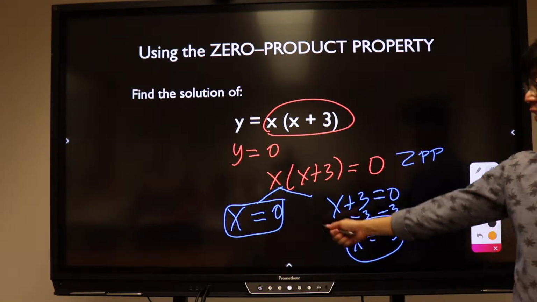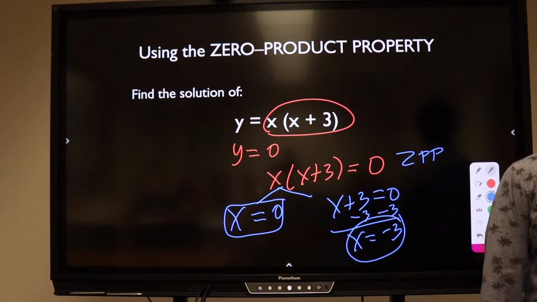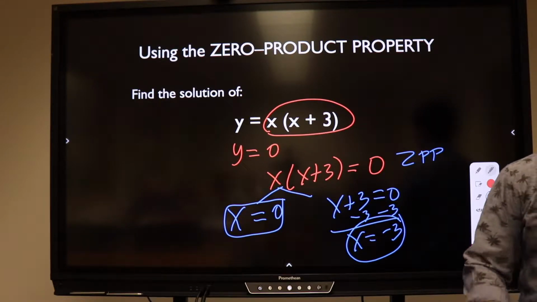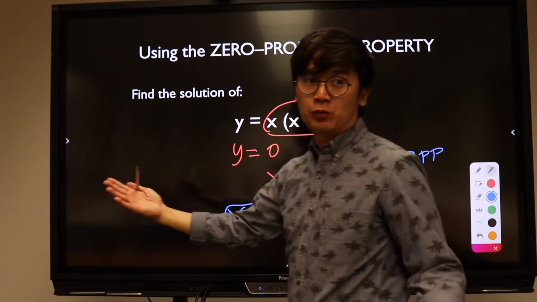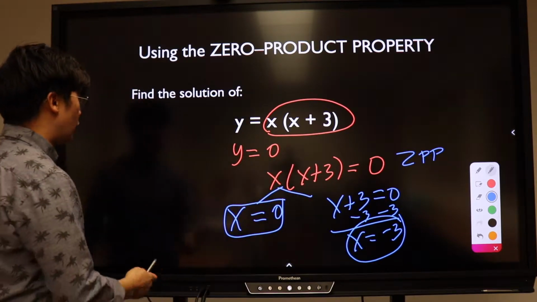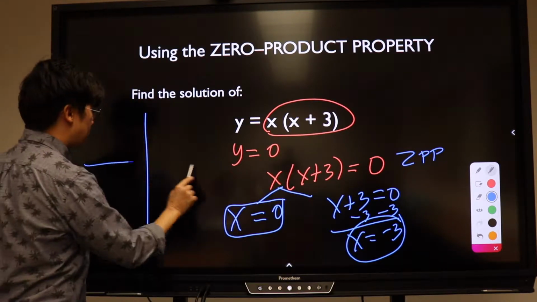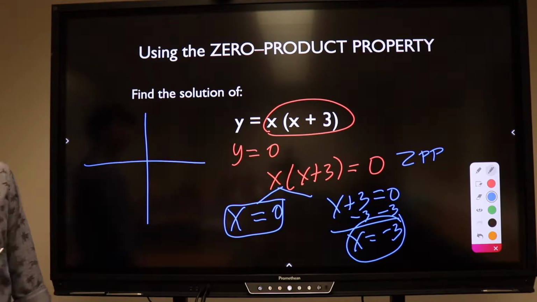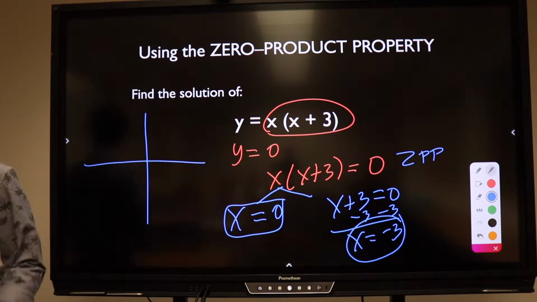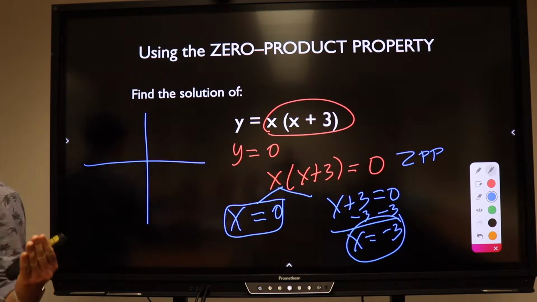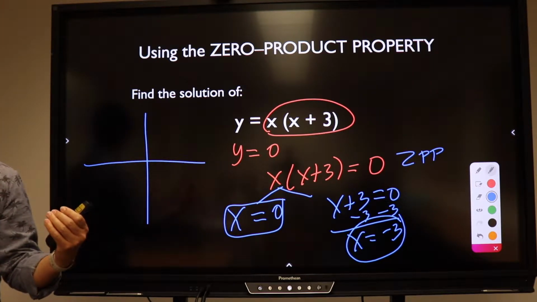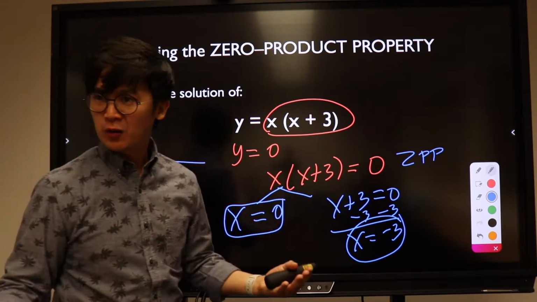Now, these are the solutions, and we know that this is where the graph of the parabola is going to intersect the x-axis, right? So we can sketch it, because we know the definition of a parabola and we know what the solutions are. So let's sketch it. How does this parabola open, upward or downward? Downward. Why? Because of the negative 3.